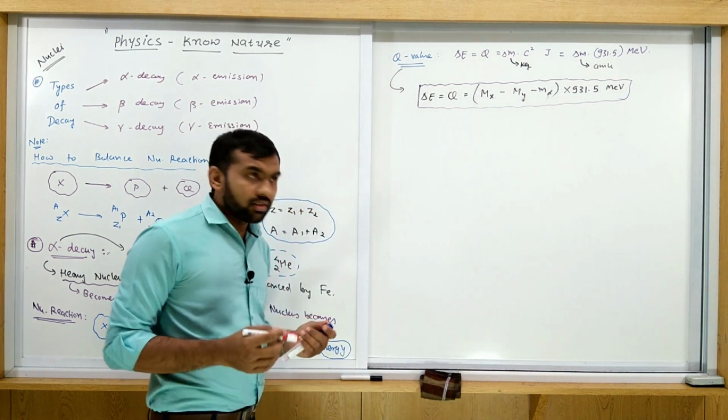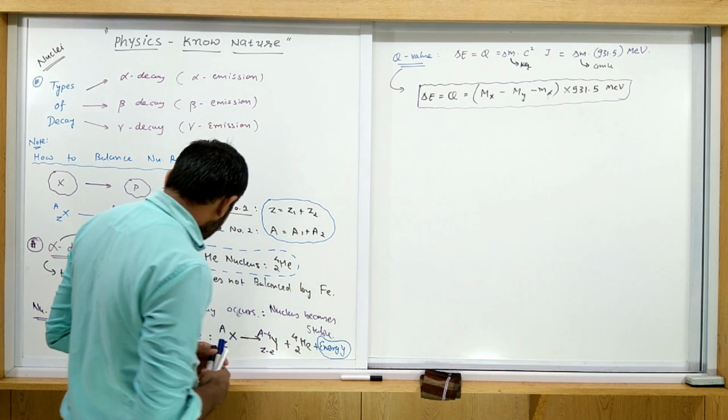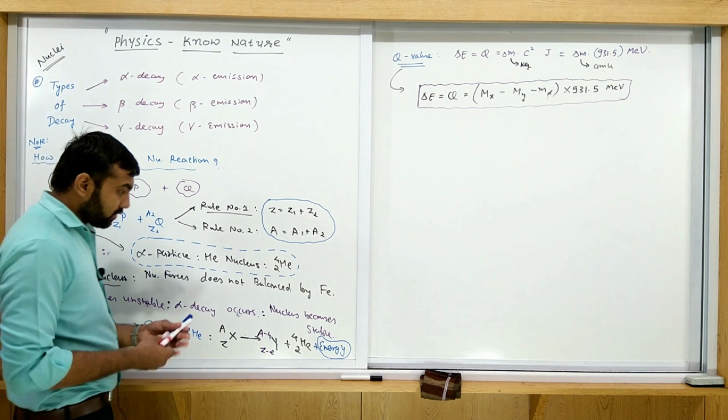Now we have to discuss one example of alpha decay, a very simple one. See, if you consider this situation, this type of thing occurs here. Okay, let's discuss one example.